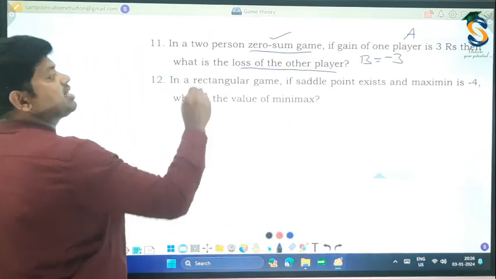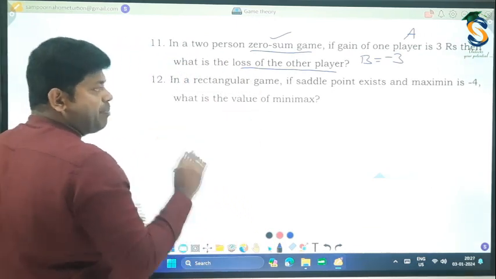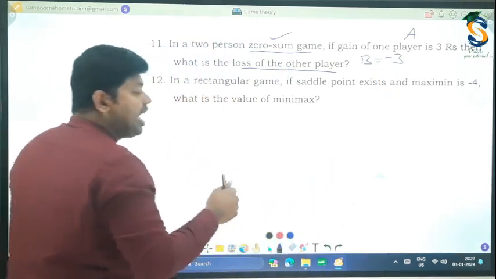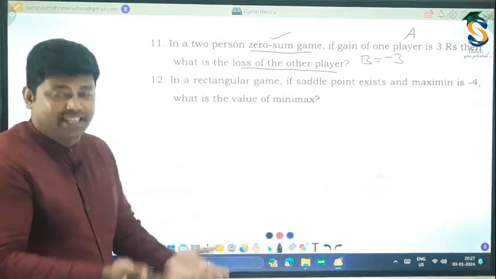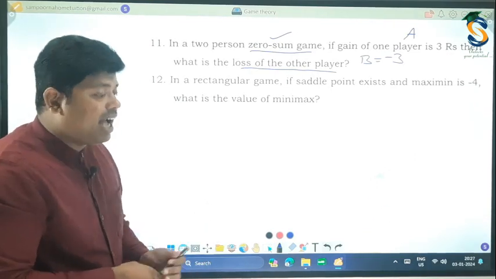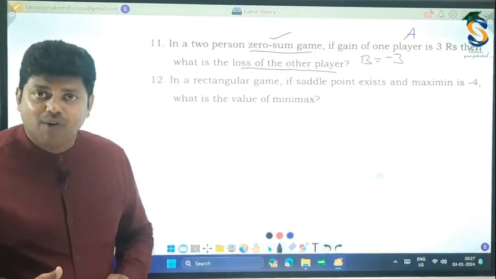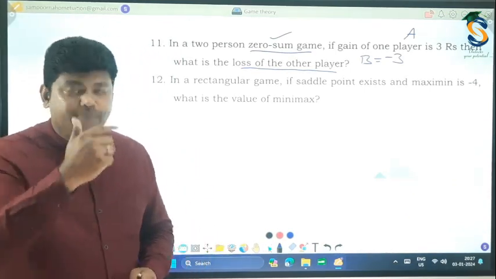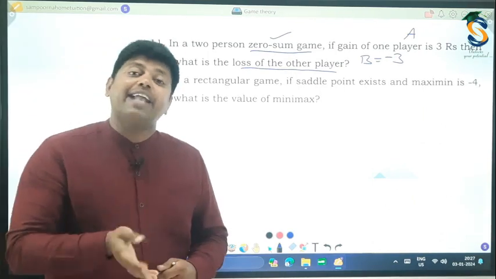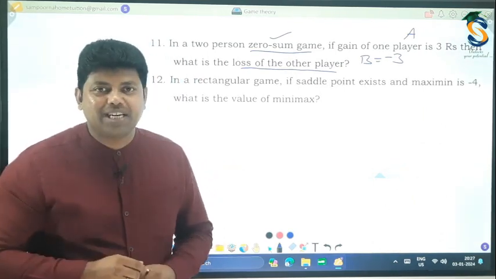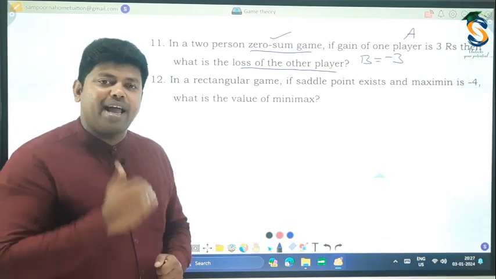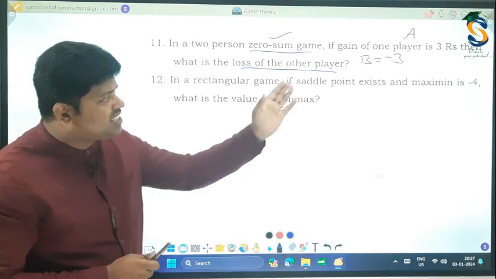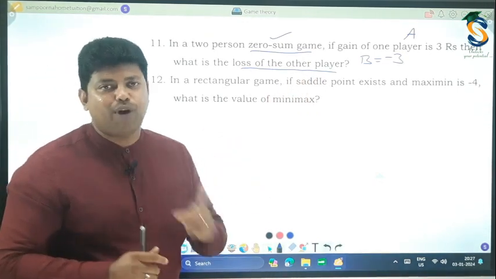So, whenever this kind of question is asked, just remember, my dear students, if the gain of one player is 3, then obviously the other player's gain will be minus 3. So, one more question. If the player A gain is 5, what will be the gain of player B? It's obviously minus 5. One more. If the player A gain is minus 10, can you guess, my dear students? So, the answer for player B will be plus 10. Okay? You have to just change the sign. That's it. 1 mark.